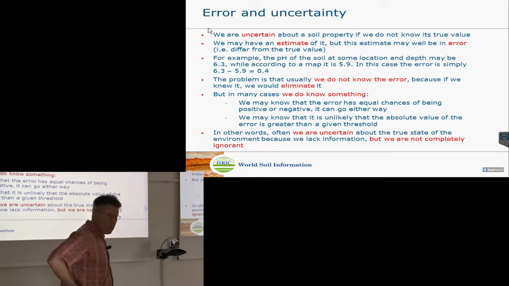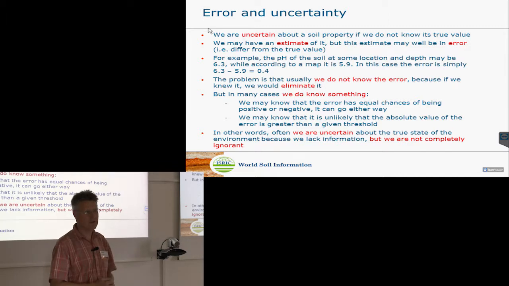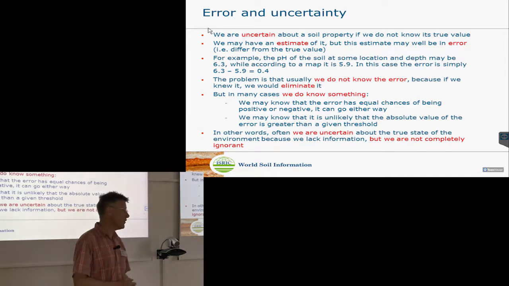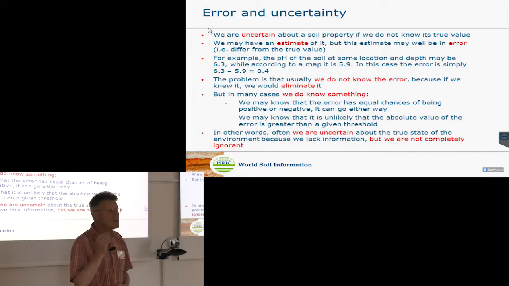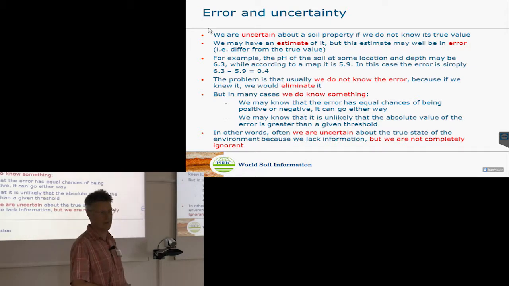So we know that there is an error, and we also usually have some idea about how big that error could be. For example, we may know that the chances are equal that the error is positive or negative. You remember from Monday, we talked about ordinary kriging, and we said the kriging weights must add up to one, because then the prediction is unbiased. No systematic over or underestimation. Well, that basically means that you know that the error on average is zero.